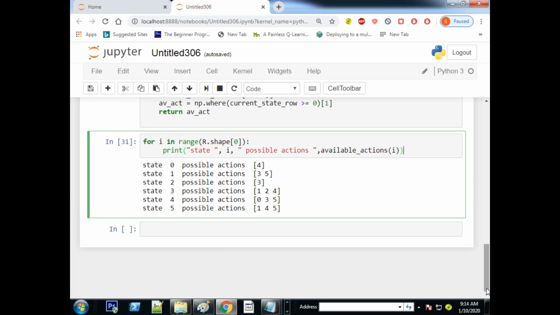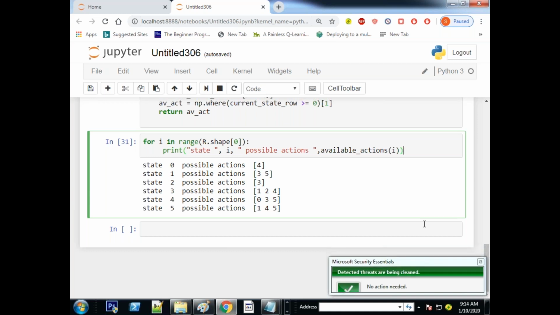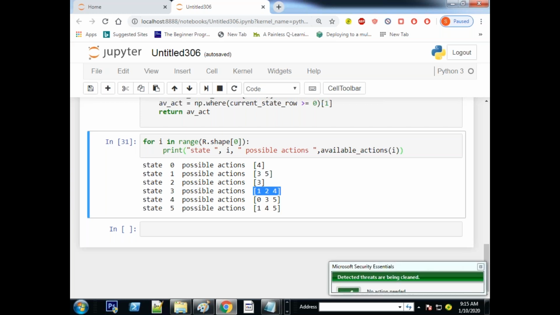Okay, sir. Sir, look at state number 3, sir. What are the possible actions? 1 to 4. Suppose you are in room number 3, and possible actions are 1 to 4, at a time how many actions can you perform? Only one action. Among 1 to 4, any one action is to be selected randomly. Not all the actions at a time, because the agent cannot perform multiple actions at a time. But possible actions are more than one.